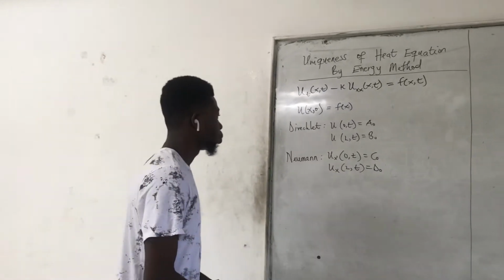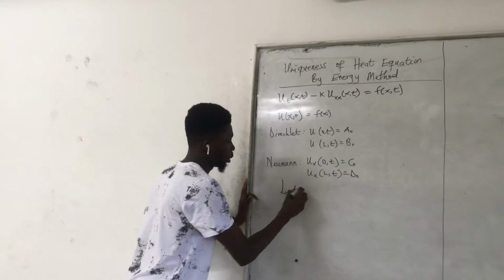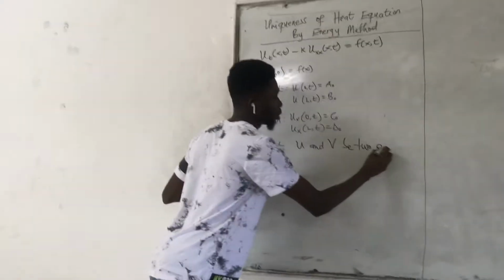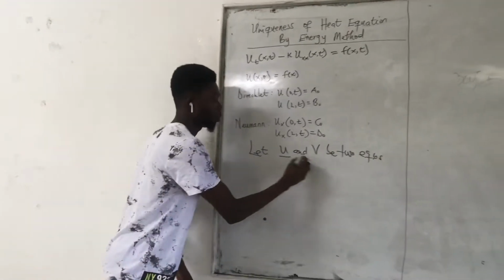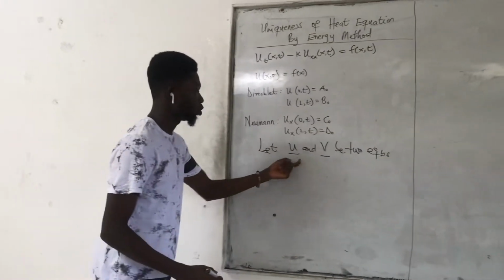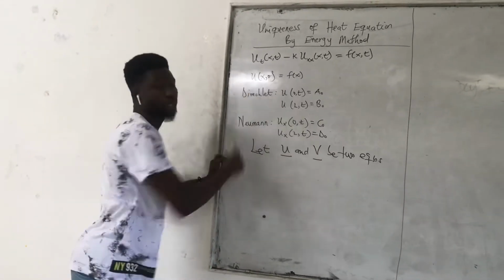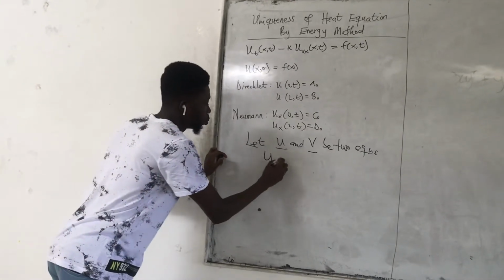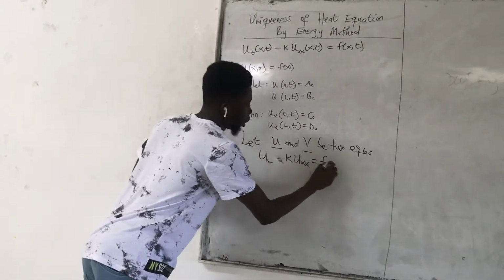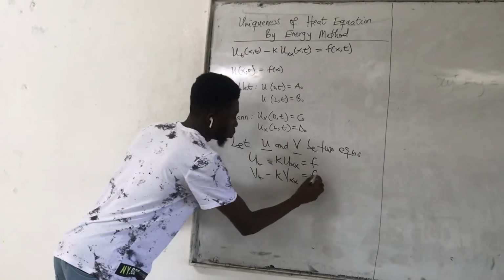So first of all, we would want to consider two different solutions to our non-homogeneous equation. So let U and V be two solutions, and I'm making them very simple to make our solution compact since we don't have much space. Since they are two different solutions, they satisfy the equation there. So we have U_t minus K U_xx equal to F. We also have V_t minus K V_xx also equal to F.